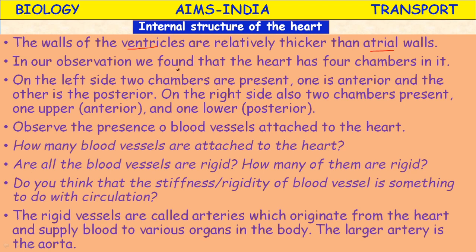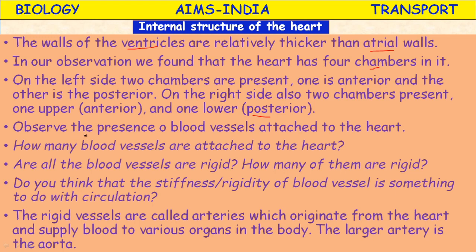In our observation, we find that the heart has four chambers in it. On the left side, two chambers are present, one anterior and the other posterior. On the right side also two chambers are present, one upper anterior and one lower posterior. So totally four chambers. They are left auricle, left ventricle, right auricle, right ventricle.